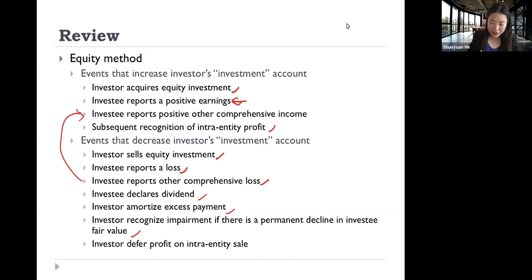And lastly, investor defers profit in intra-entity sale. The journal entry is to debit equity in investee income, credit investment account.